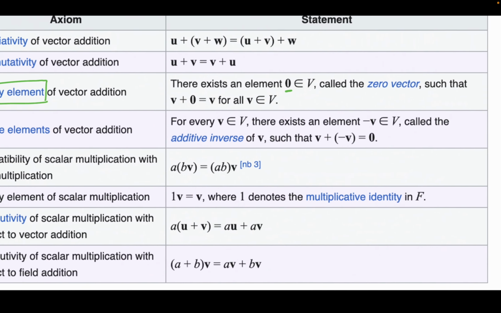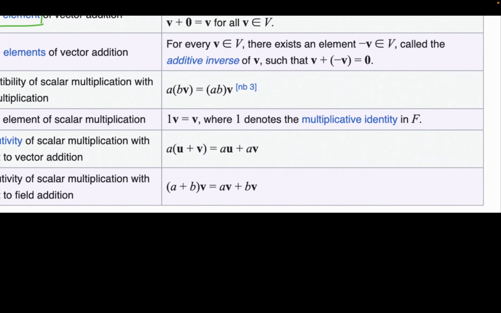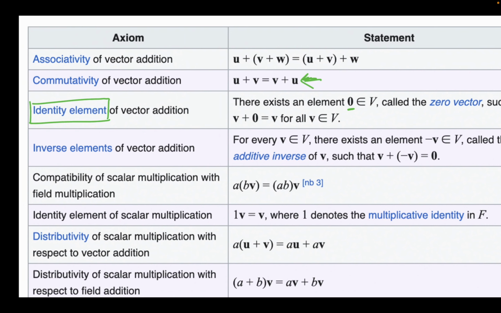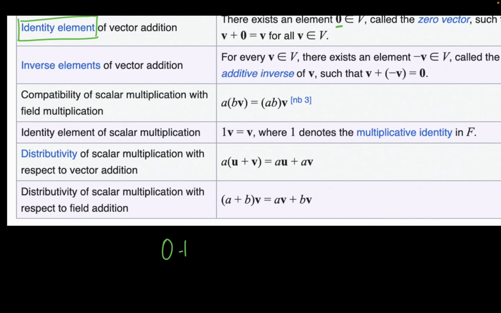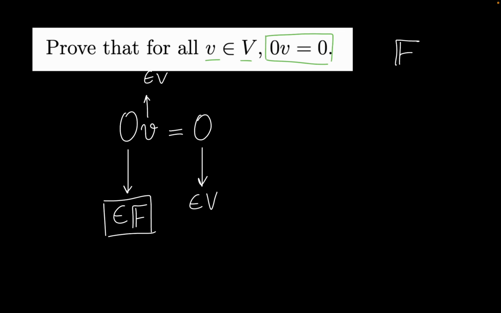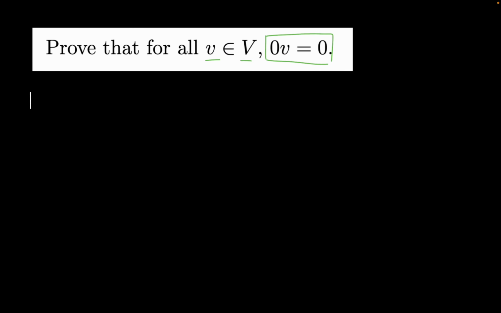So anyway, there exists an element 0 in V, called the 0 vector, such that v plus 0 is equal to v for all v in V. And because addition in vector spaces is commutative, by this axiom above here, we should also have 0 plus v is equal to v plus 0 is equal to v for every single vector in the vector space V. Anyway, now that we know what both of the zeros represent, let's proceed with the proof.